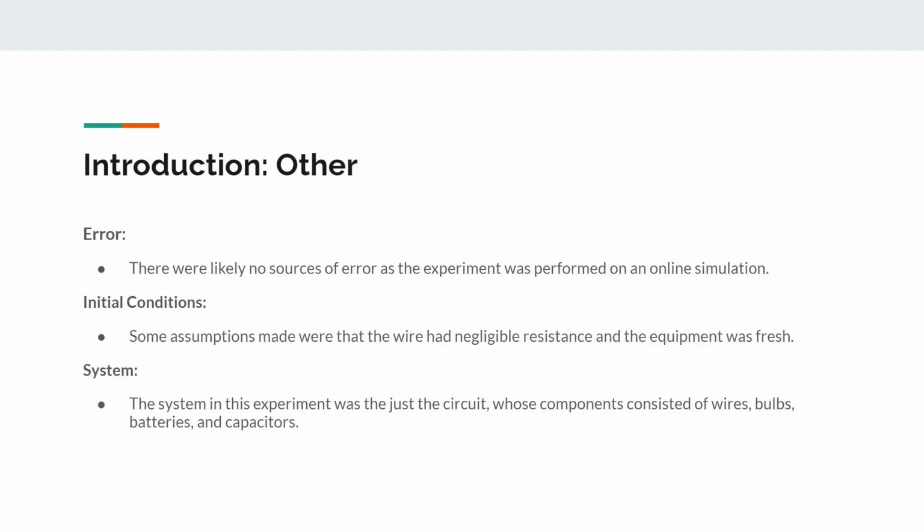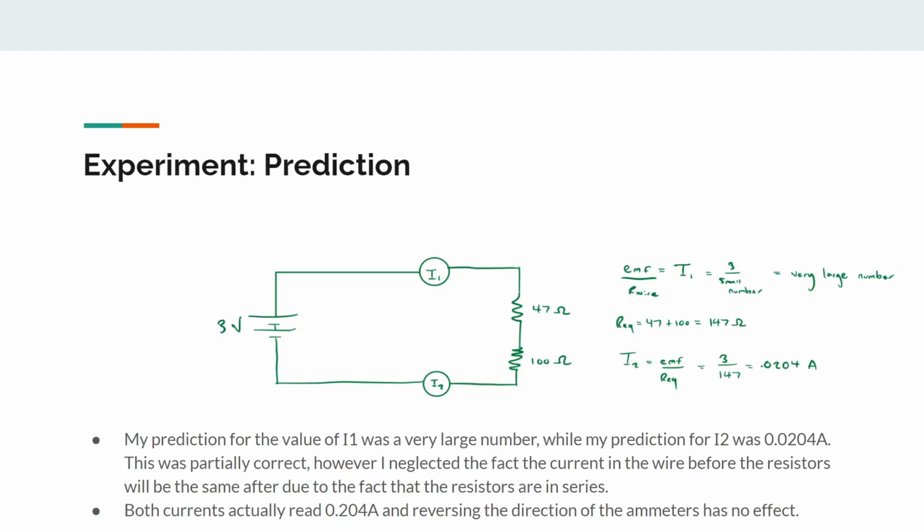So some sources of error. There are likely no sources of error in our experiment as it wasn't conducted with real materials. It was just an online simulation. Some initial conditions are that we assumed that the wire had negligible resistance and the equipment was fresh. There was no wear and tear on the equipment since it was just online. And the system in this experiment was just a circuit whose components consisted of wires, bulbs, batteries, and capacitors.